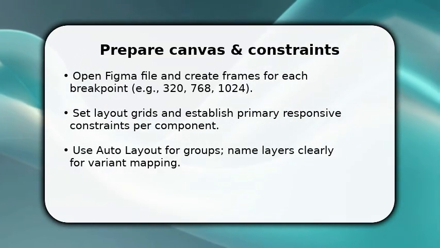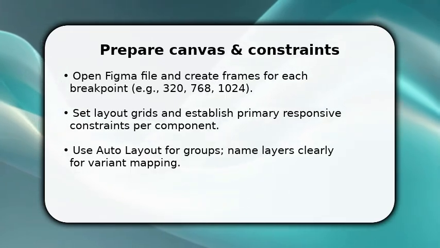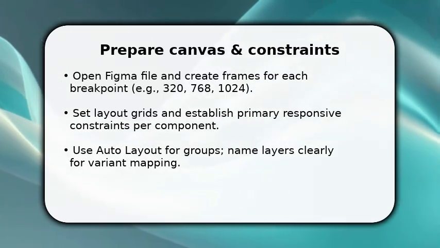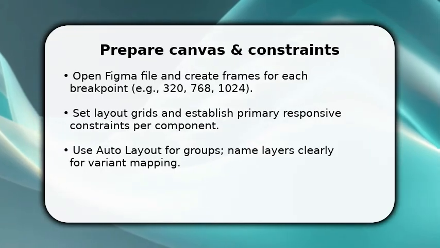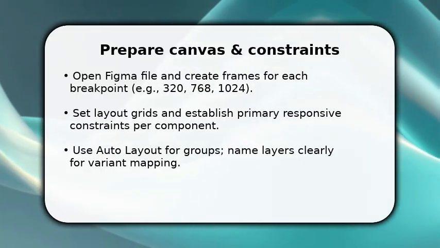Next, assign constraints on key components, left, right, center, scale, so elements respond predictably. Use auto layout for buttons and lists to keep padding and distribution intact.